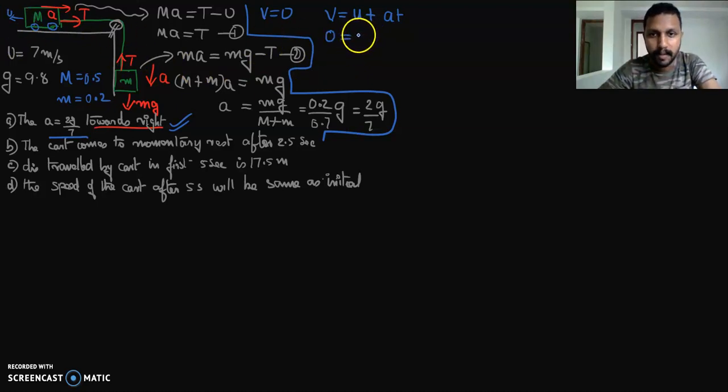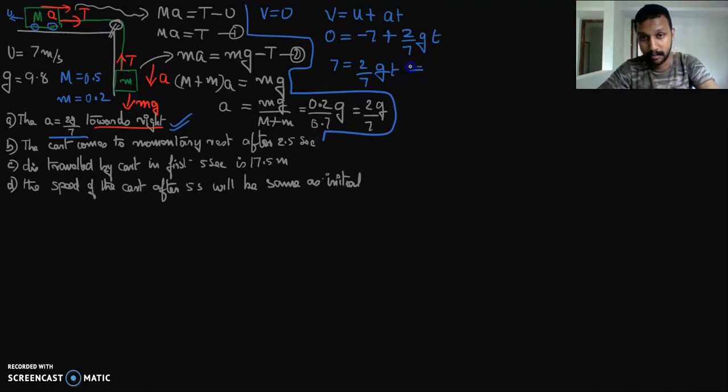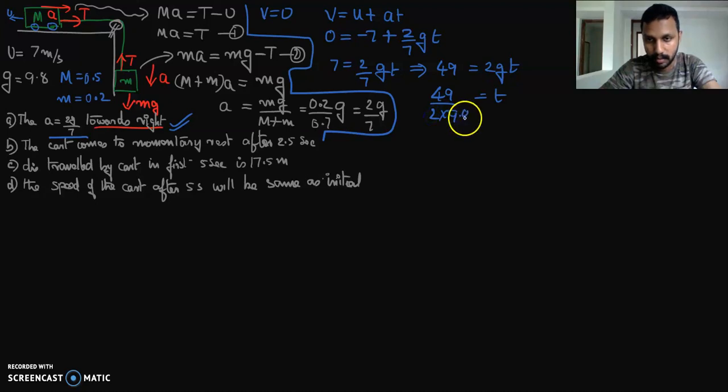Therefore, I am writing 0 equals minus 7 plus a times t. What's a? We have obtained it as 2 by 7 g. Minus 7 taken to the other side, it will become 7 is equal to 2 by 7 g t. Then the 7 is taken to the other side, 7 sevens are 49. So 49 is equal to 2g t, that is t is equal to 49 divided by 2 into g. 2 into g is 2 into 9.8. Therefore, if we simplify this, we will get 2.5 seconds.